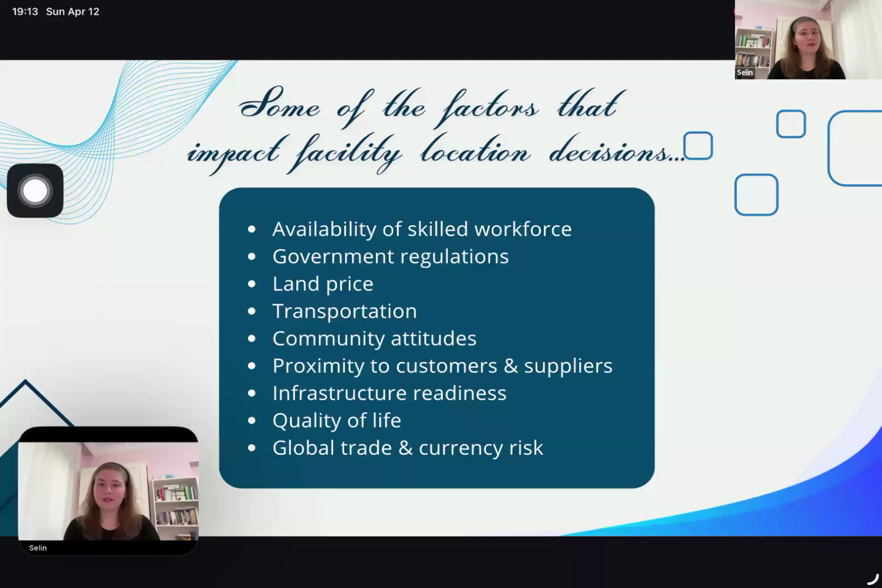And of course, proximity to customers and suppliers and infrastructure readiness, energy, internet, water, all important for a healthily operating facility. And you have to consider quality of life. Let's say that you found this really cheap land and it's easy to transport there, and your customers and suppliers are close by, but it's a place where the crime rates are high, and people don't want to work there, right? And then you have to consider global trade and currency risks also.